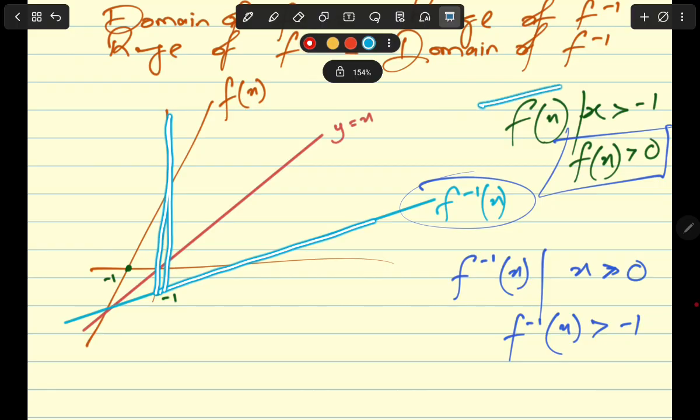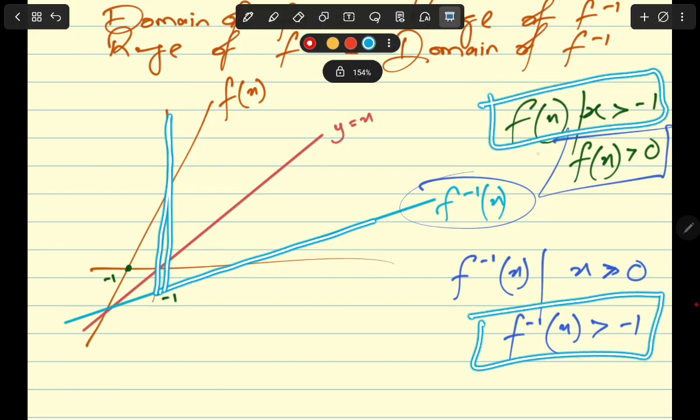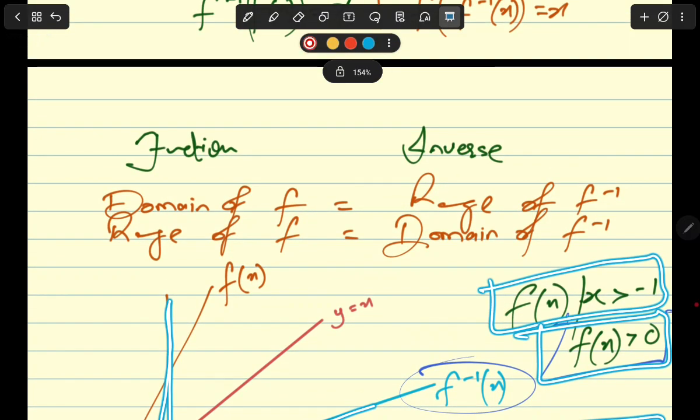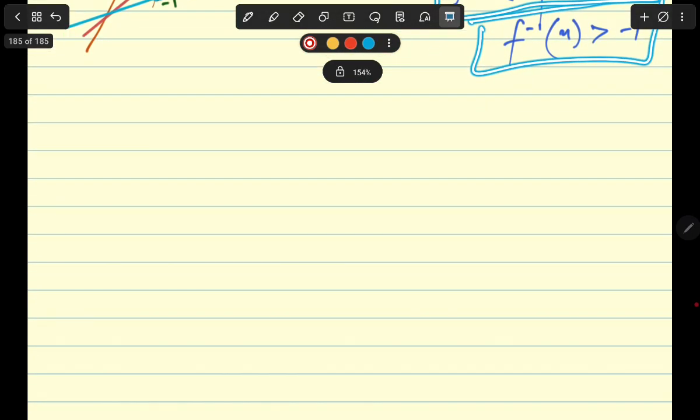So you can see that the domain of the function became the range of the inverse function, and the range of the function became the domain of the inverse function. And this is what we have written here as well, and I really want you to take it down, because these are the 1 mark and 2 mark questions that Cambridge tests you on 90% of the time in the CIE papers.